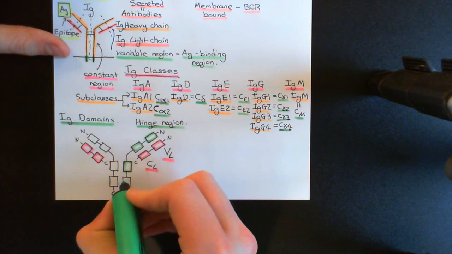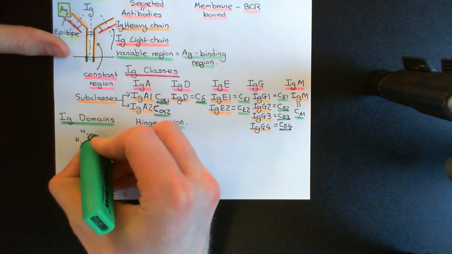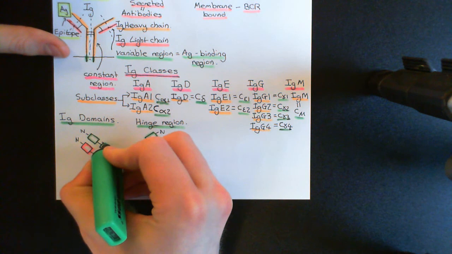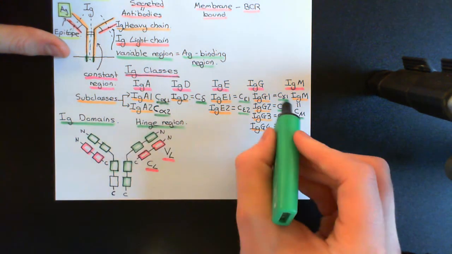So as you can see, we've got 4 immunoglobulin domains, usually, for an immunoglobulin heavy chain, as I'll discuss some of the different types of immunoglobulin heavy chains.